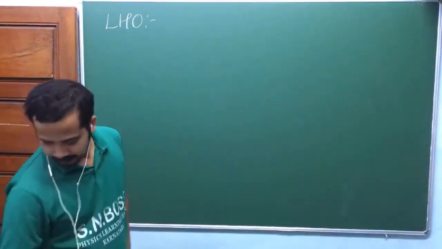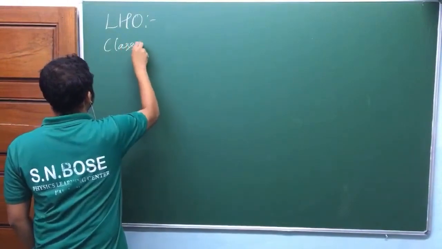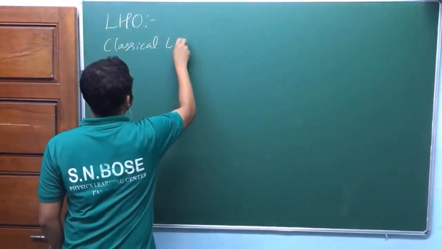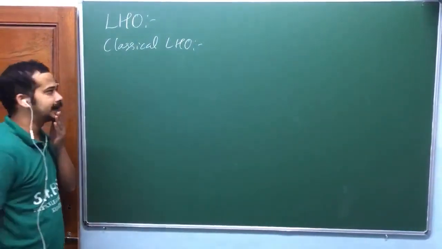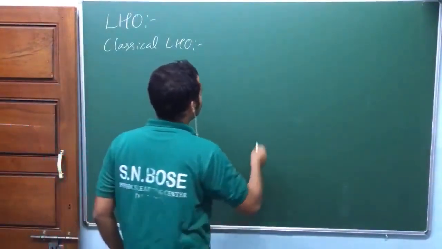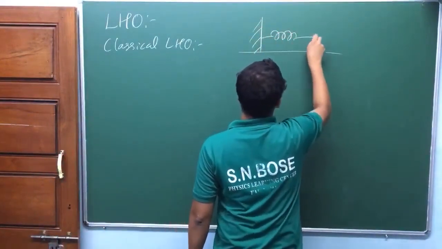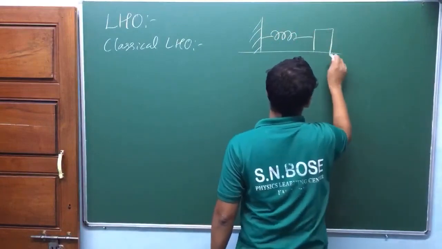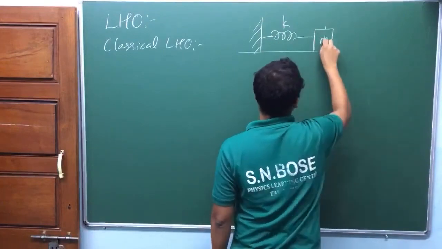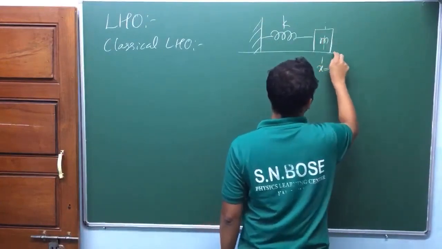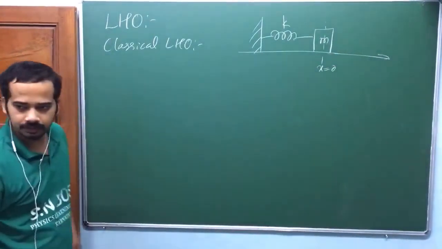Now again, we shall see the classical harmonic oscillator. Then we shall go to the quantum harmonic oscillator and we can compare the ideas. In the case of the classical harmonic oscillator, the best example is a mass attached to a spring moving on a frictionless surface. So the spring constant is k here. This is its equilibrium position, x equal to 0. It's a frictionless surface, and it can oscillate.